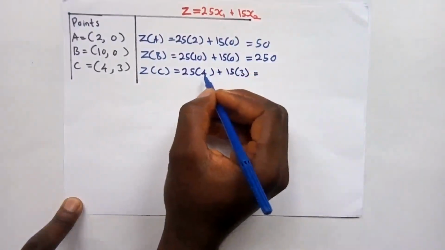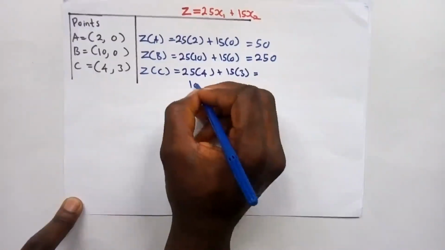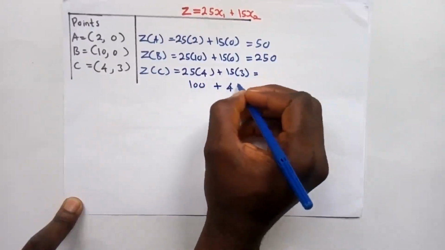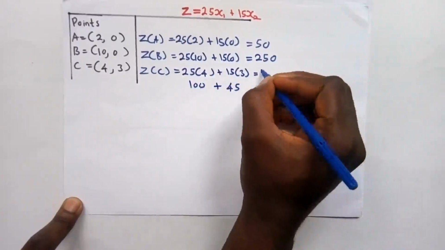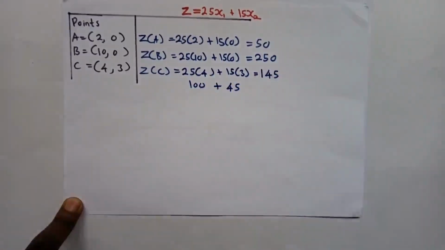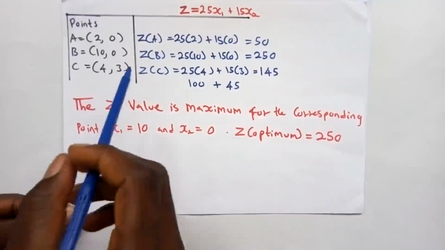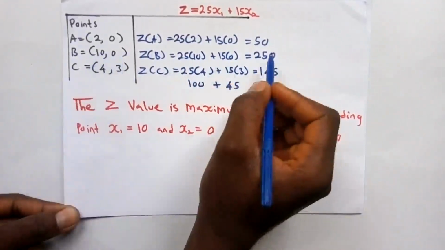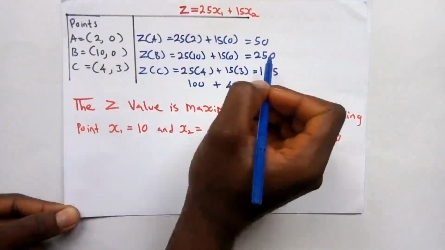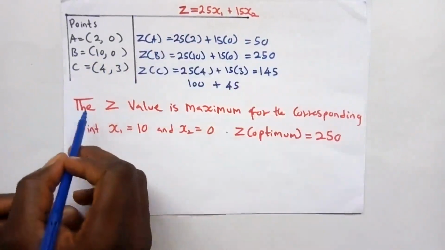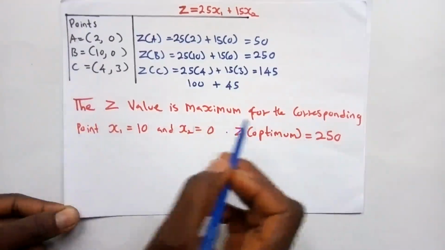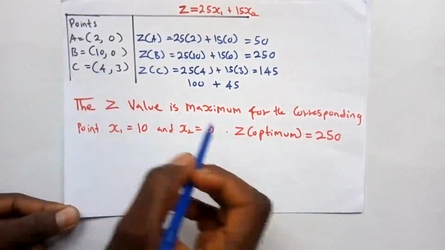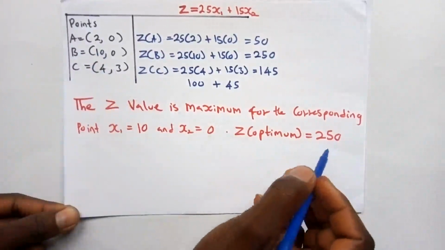25 multiplied by 4 gives us 100, plus 15 multiplied by 3 gives us 45. So 100 plus 45 gives us 145. Because we are solving for maximization, at the point 10 and 0, we have the maximum objective function, 250. Therefore, the Z value is maximum for the corresponding point, S1 is equal to 10 and S2 is equal to 0. And the optimum solution is 250.